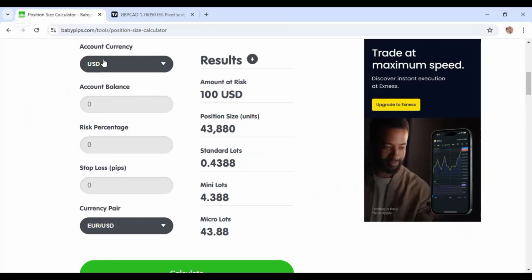So the first thing you fill is the account currency. What account currency are you trading? Is it a USD account, a GBP account, or a CHF account? Most traders trade a USD account, so we'll be using the USD account for this example. Then, how much is your account balance? Let's say you're trading a $10,000 account. The same thing applies to any account you're trading. You just fill the account balance here.